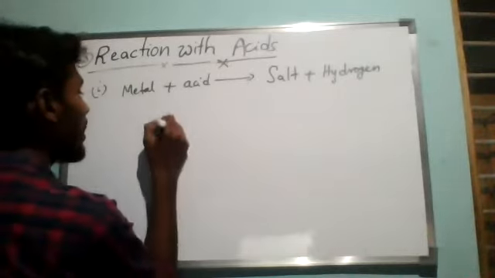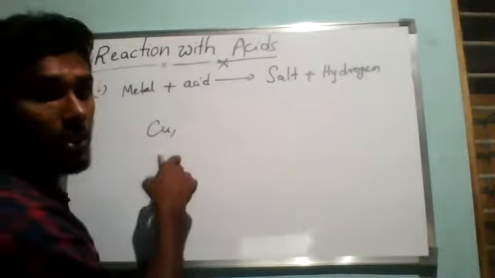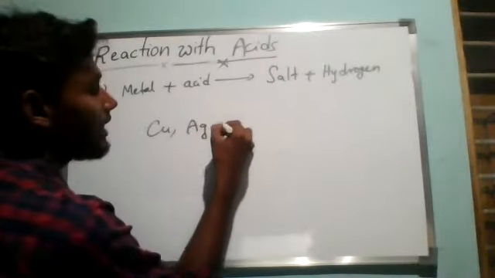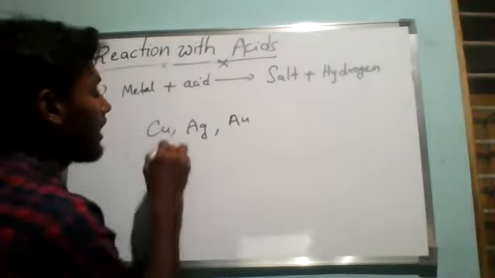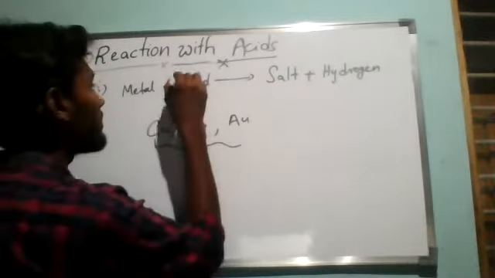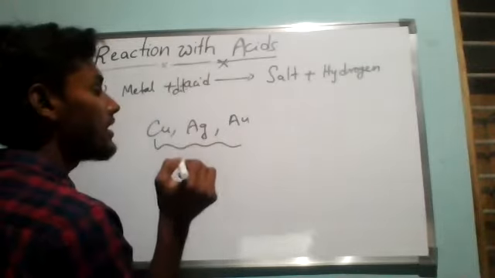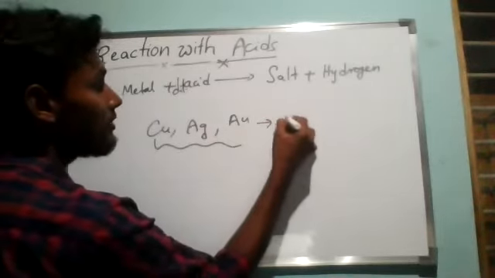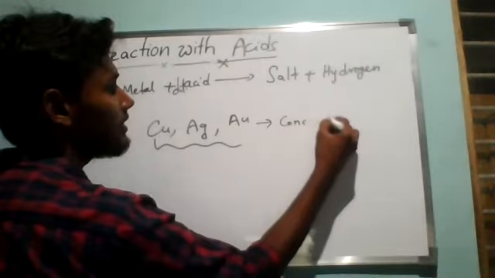So if we consider copper, the symbol is Cu. And silver is Ag, and gold is Au. These metals do not react with the diluted acids. DIL is a shortcut for diluted acids. But these can react with the concentrated acids.